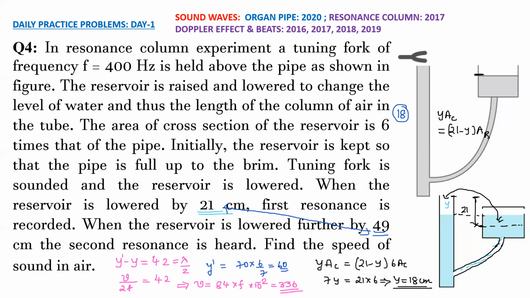And by doing volume conservation, we can get the value of y in the first case where it is lowered by 21, and in the second case where the total lowering is 70 because it is lowered further by 49. Accordingly, we can find the two air column lengths in the resonance column for which the resonance occurs. These are consecutive resonances, and that is why L2 minus L1 can be equated to lambda by 2. And doing so, we can easily get the speed of sound. I hope you have understood this. Let us move to the next one.